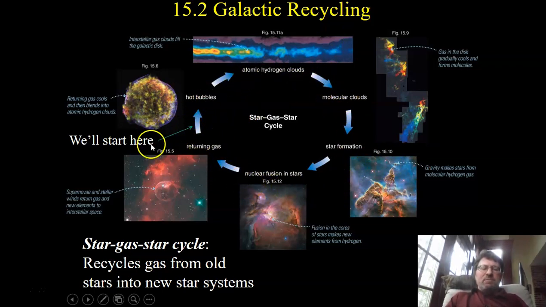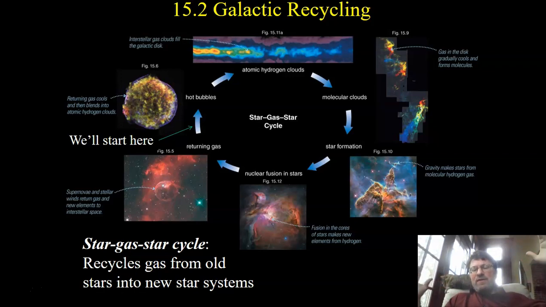We'll pick it up here, where a star dies and it gives its gas to the surroundings. That gas is going to expand outward in the galaxy above the plane of the disk of the galaxy perhaps, and then fall back down and then form new clouds that form new generations of stars. So let's look at these steps in this star-gas-star cycle more carefully.